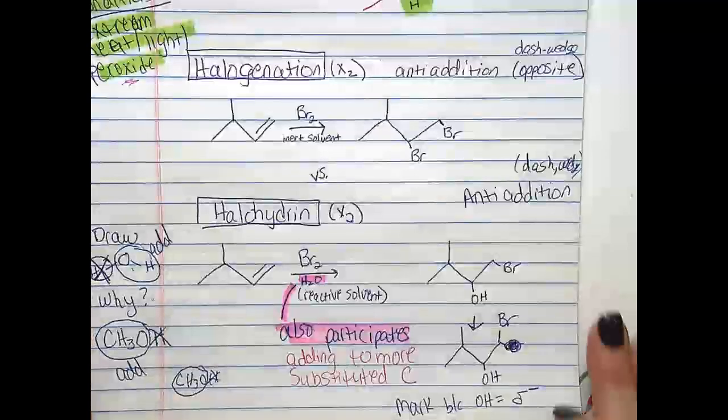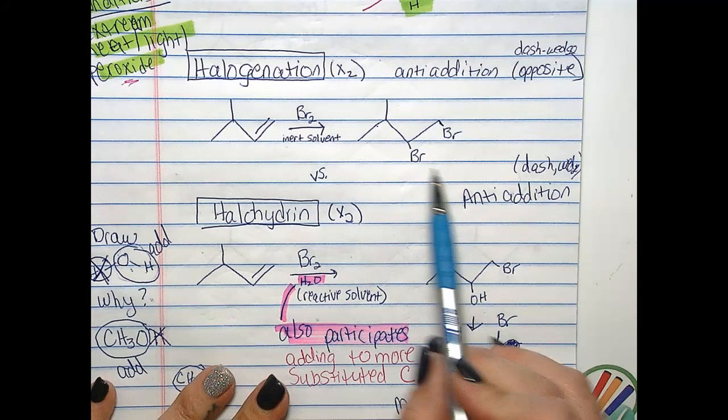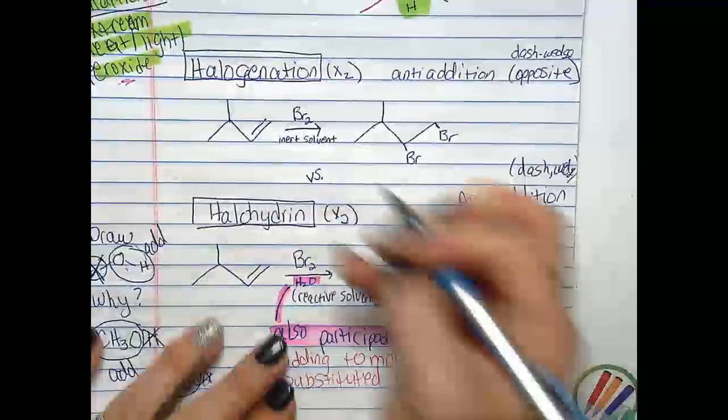Okay. Now, this is going to be an anti-attachment. When we say anti or syn, we're talking about dashes and wedges. If it is syn addition, then they're either both dashed or both wedged. If it's anti, you're going to have one or the other. One is dashed, one is wedged. Here we have the same thing that applies. This pi bond is broken.